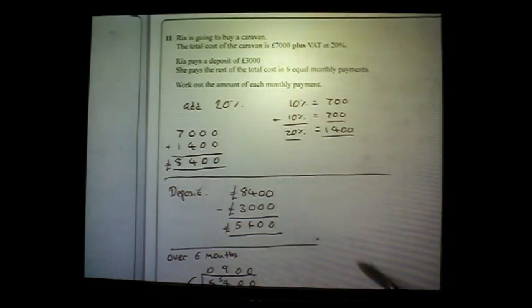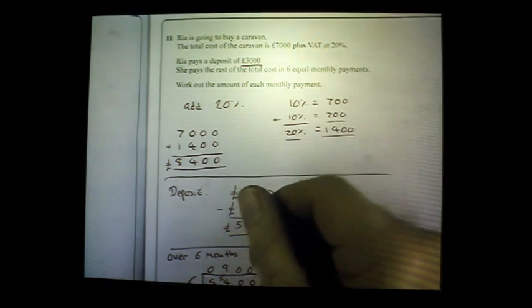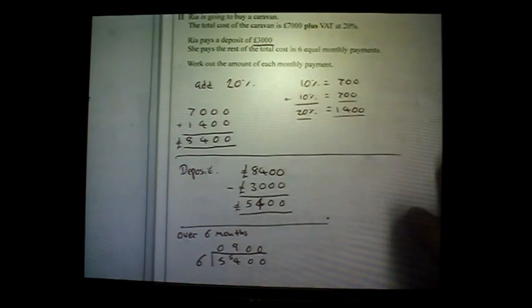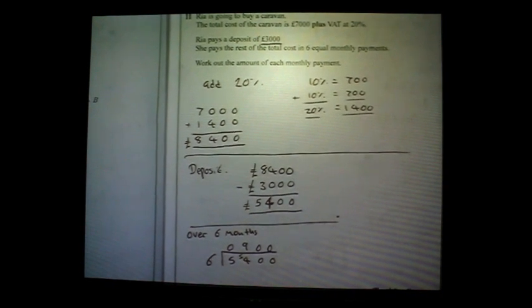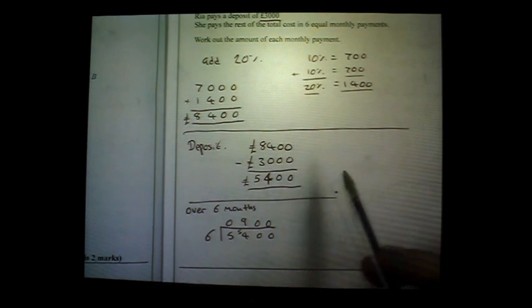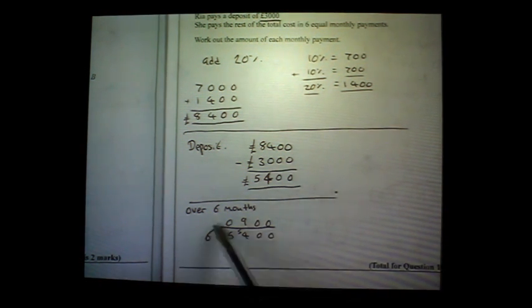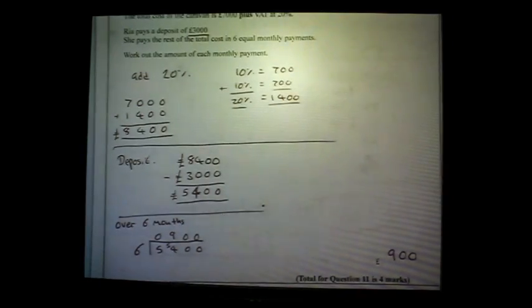She pays a deposit of £3,000 there. Well, that deposit comes off. So I've just done a simple subtraction. So it's £5,400, and she pays it over 6 months. So I've just done a bit of long division here. How many 6 is going to 5,400? You could look at how many 6 is going to 54 and recognise it's 9, put 2 noughts on, or you could do what I've done there. But the answer is £900 is how much you'll have to pay each month.